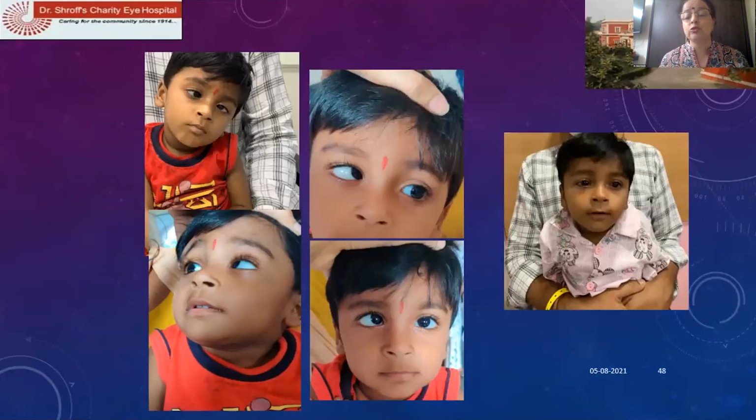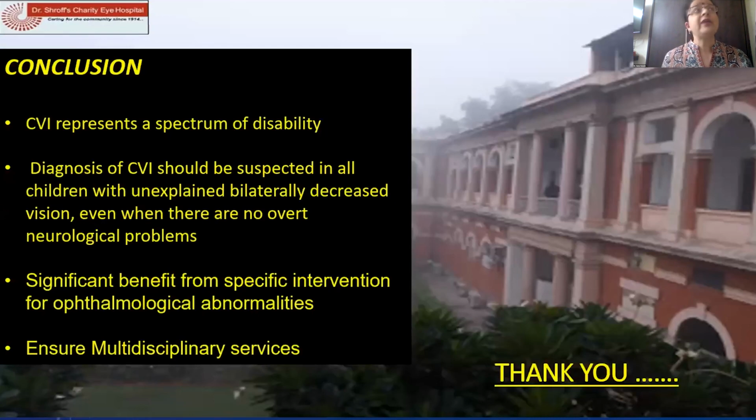Like this is a child with esotropia, with superior oblique palsy and head tilt, and he could not walk. We are helping the child by doing the surgery, and the parents do come back saying that the child improves better. Therefore we say that it represents a spectrum of disability, and they get significant benefit from specific intervention for ophthalmological abnormalities. But of course, we need multidisciplinary services. Thank you.